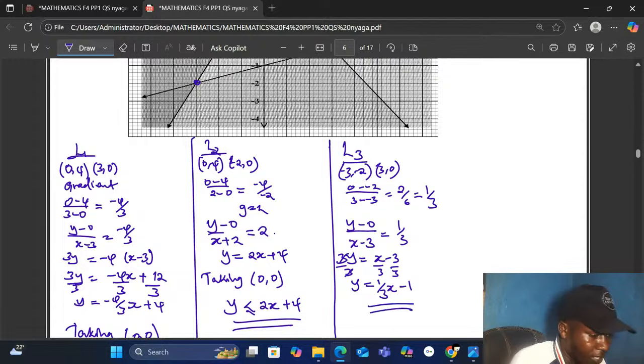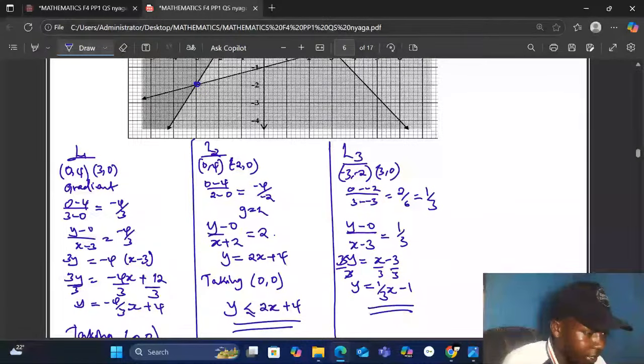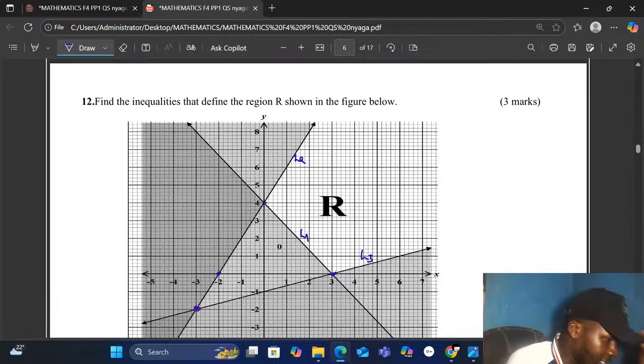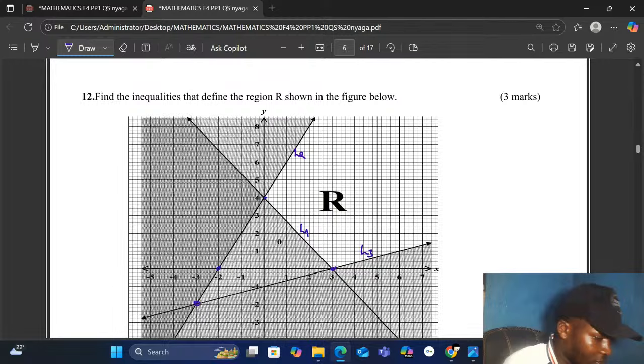That is how you get your 3 marks, by finding the inequalities that satisfy the given region. So that's simple.